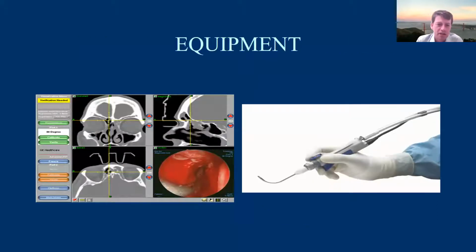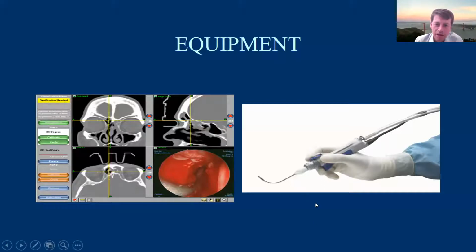In terms of equipment, this is an older image guidance device, but I typically use image guidance for these patients, again, because of the anatomic deformity that can happen. I think it allows me to safely provide a more complete surgery in a number of patients. And so I think this is quite helpful.